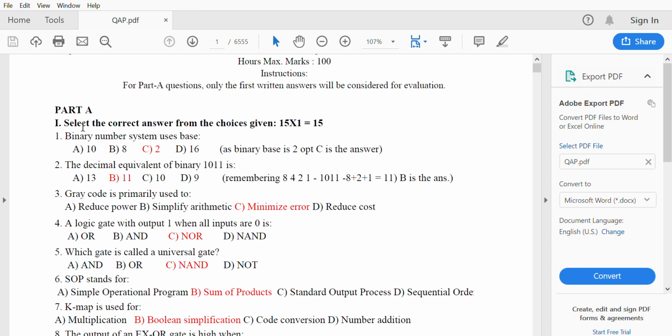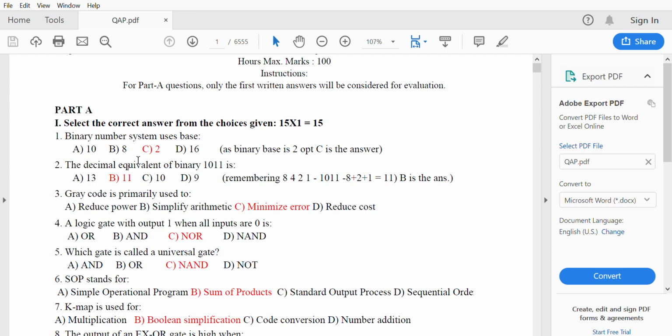Part A, first question: the binary number system uses... The answer is C, as binary means 2. So option C is correct: 0 and 1.